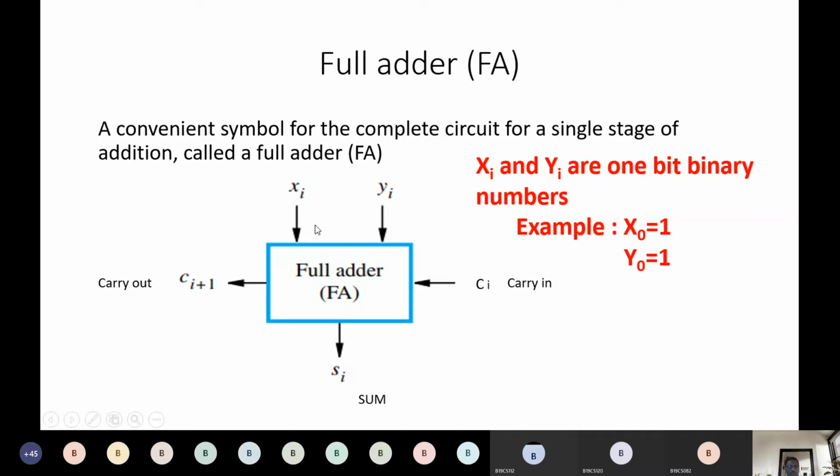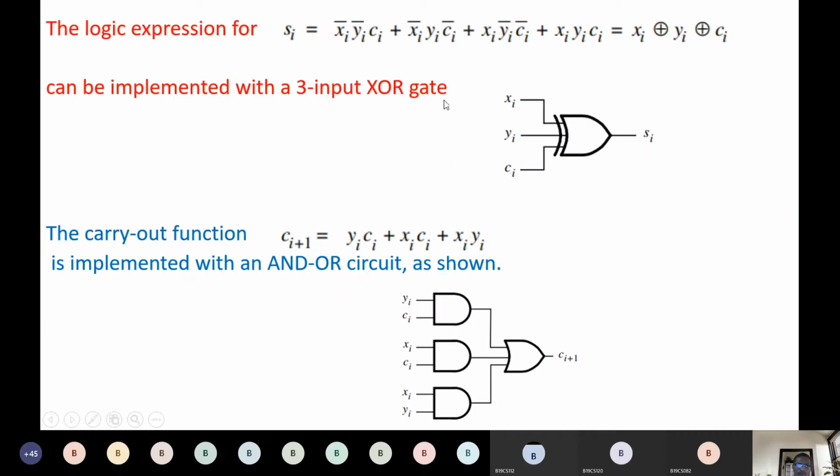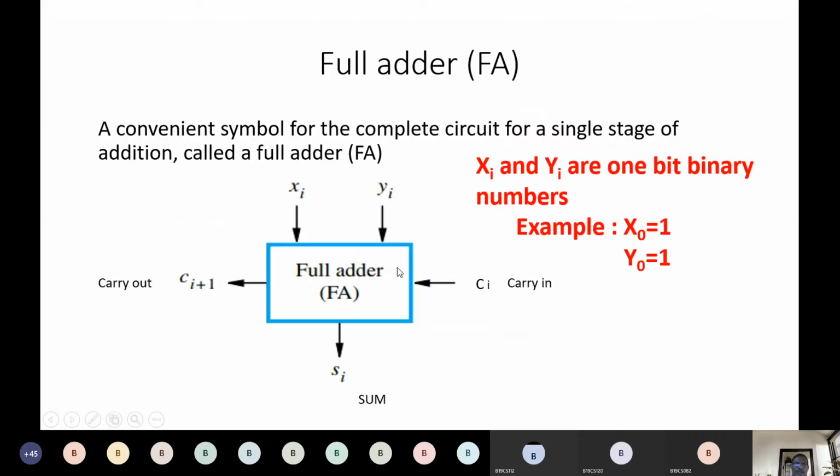So this one we call a full adder, and inside the full adder, remember we have an XOR gate and also AND and OR gates. This is for 1-bit binary numbers, so it is adding only 1 bit at a time. The question is how we can add n number of bits. We need multiple such full adders to add n-bit binary numbers, because this is 1-bit. To add n-bit binary numbers, we need n number of full adders.